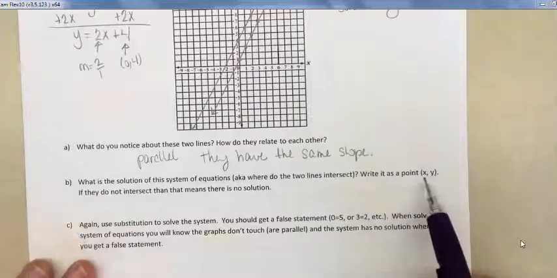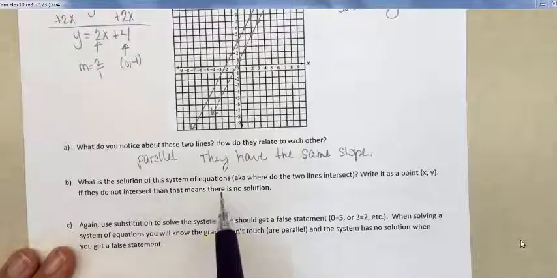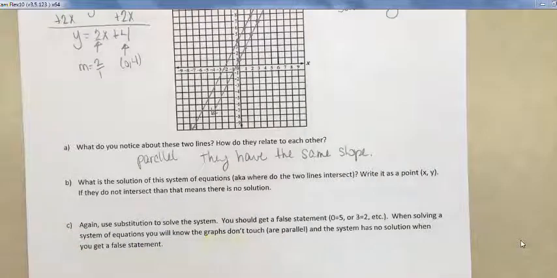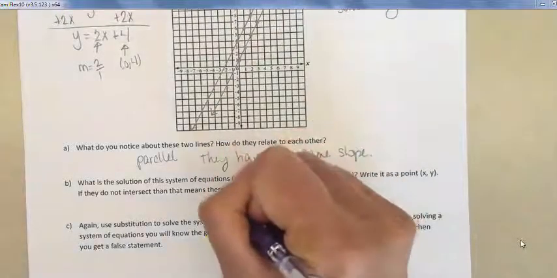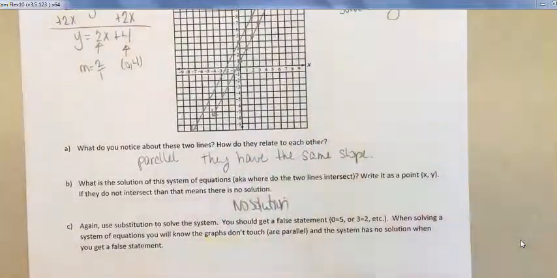Okay, you would write the solution as a point, x, y, but there won't be any intersection, right? So if they do not intersect, then that means that there is no solution. So for this one, there is no solution because they're parallel lines, right? There's never going to be a point where they intersect.